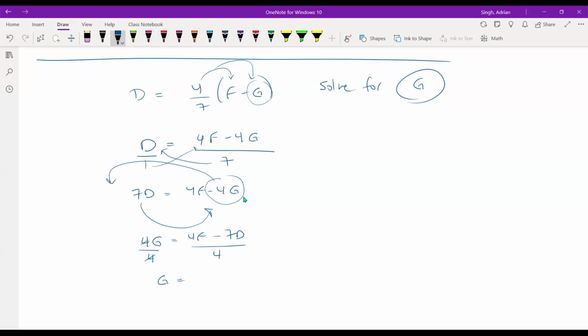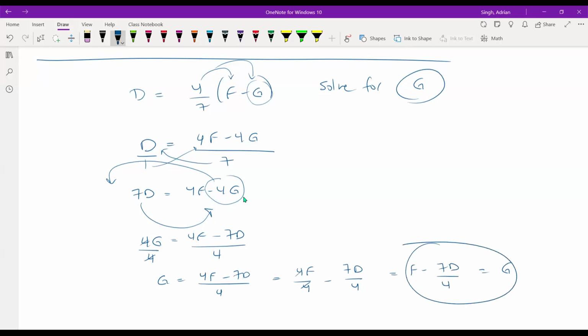So g then is equal to 4f minus 7d over 4. This is the same as 4f over 4 minus 7d over 4, which is the same as f minus 7d over 4. And that is equal to g. Okay, that's one way to solve it. You could have done it a slightly different way. Doesn't matter, as long as you end up with the same answer.